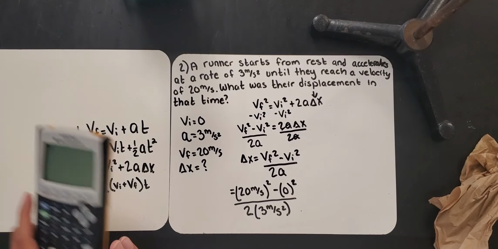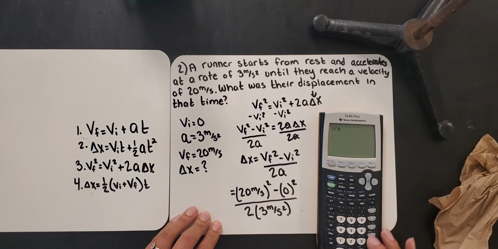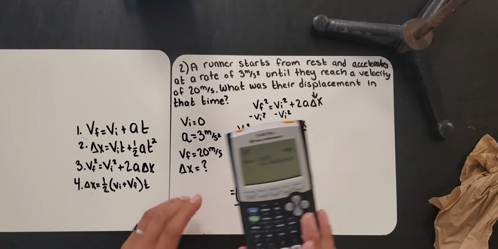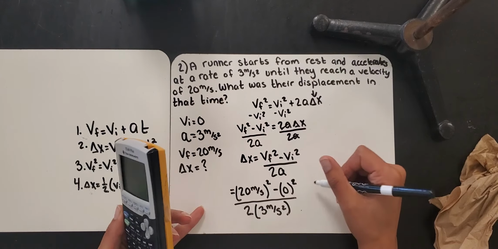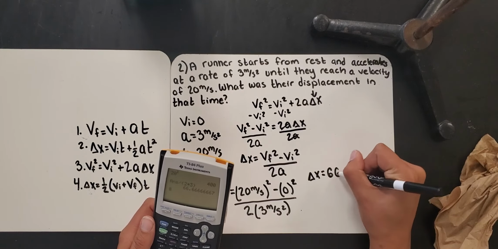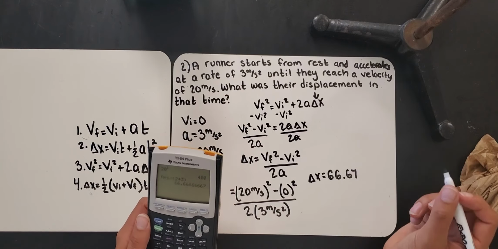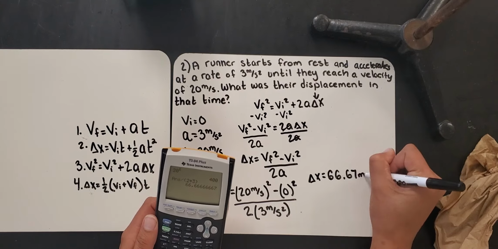So let's do this in my calculator. We have 20 squared divided by 2 times 3, which we know is 6. And we're left with 66.66. So we'll write displacement, just going to round it there. And the unit for displacement is meters.